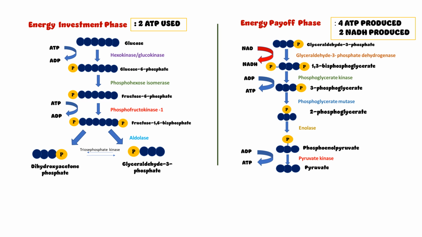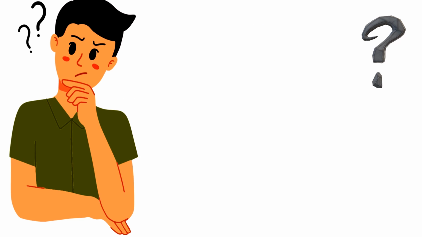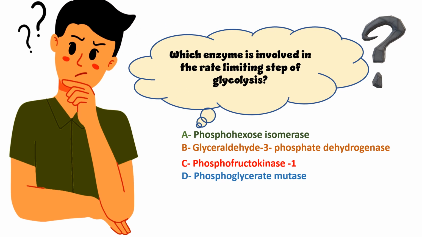Let's take a look into the energy yield. As discussed before, 2 ATP molecules are used in energy investment phase. Whereas, in energy payoff phase, 4 ATP and 2 NADH molecules are generated. Therefore, the overall net energy yield of glycolysis is 2 ATP and 2 NADH. Now, as you have learned the process of glycolysis, try to answer this question. Well, the correct answer is C, as phosphofructokinase 1 is influenced by several factors that determine the speed of glycolysis.